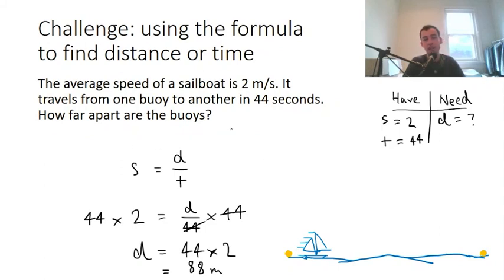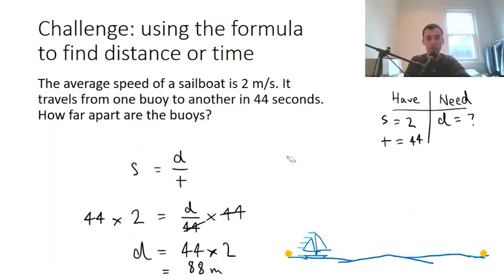Now, you can work this out without doing algebra if you want to. If you know that 2 equals D divided by 44, you can just think, what number can I divide by 44 to get 2? Actually, that's pretty hard. Don't worry about that. All right.